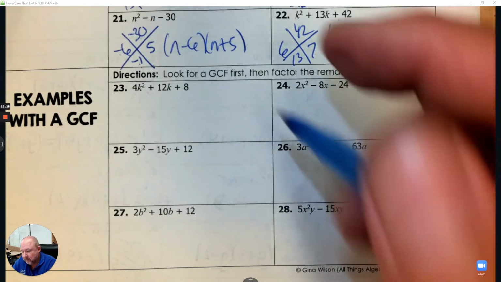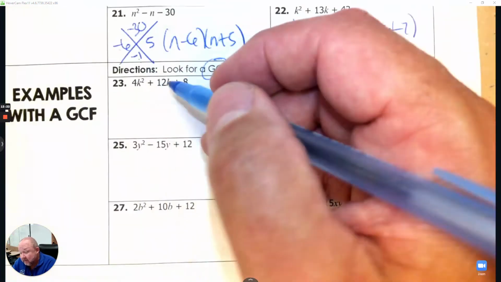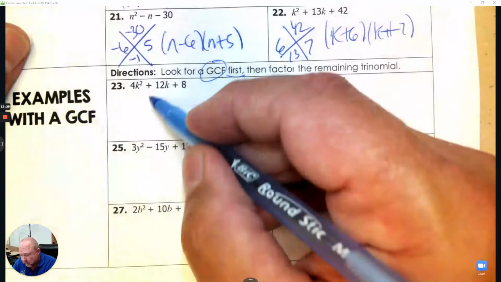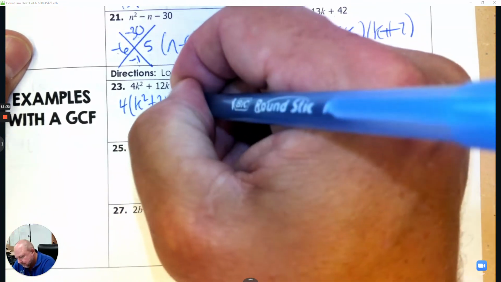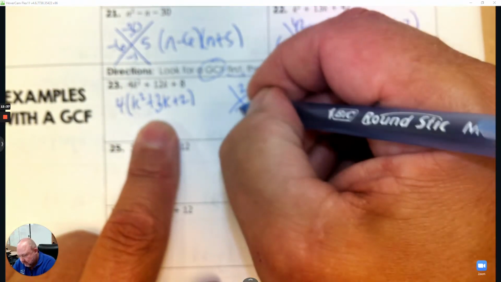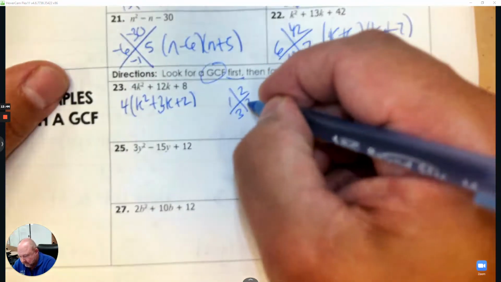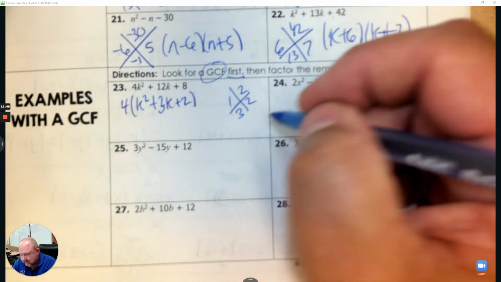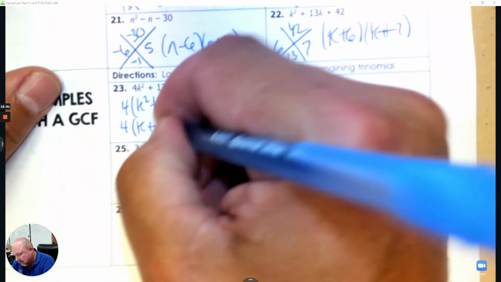Here is an example where you have to do the greatest common factor first and then factor the way we're factoring. So look at all three numbers. What number goes into all three evenly? And then divide. And then what's inside the parentheses? You have 2 and 3. So what two numbers multiply to 2? And the same two numbers add to 3. So 1 times 2 is 2. And they add up to 3. So we have a 4, and then k plus 1, k plus 2.